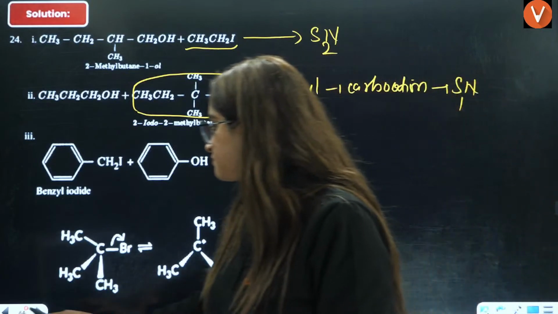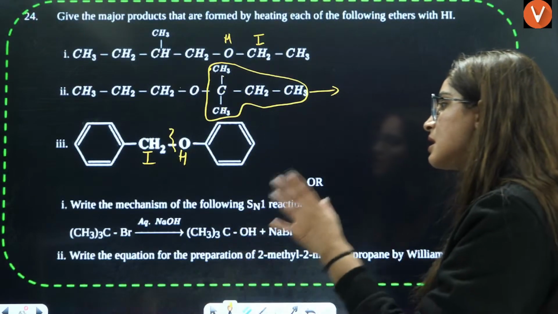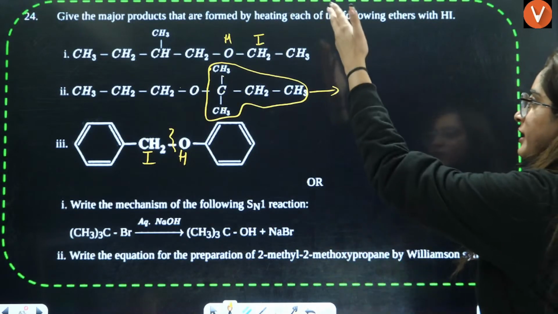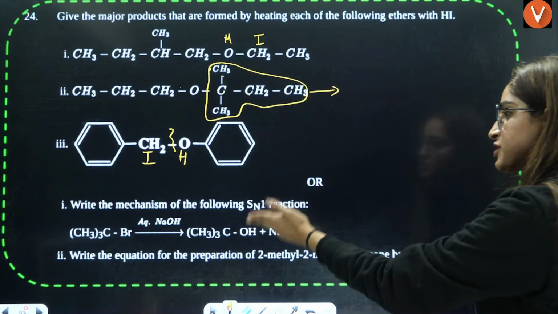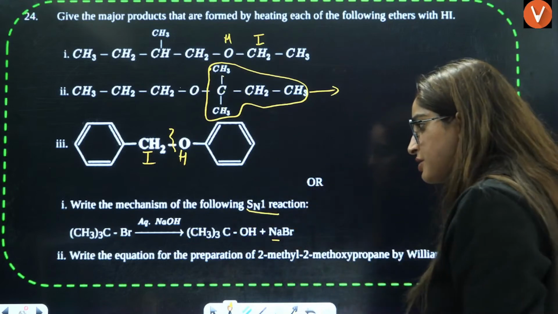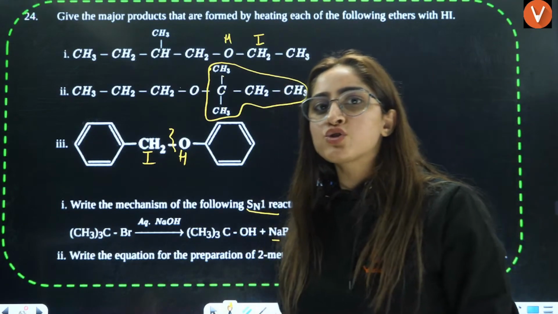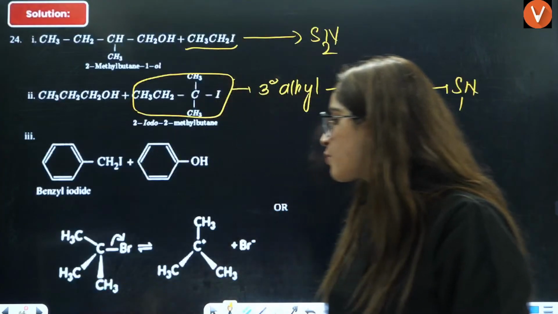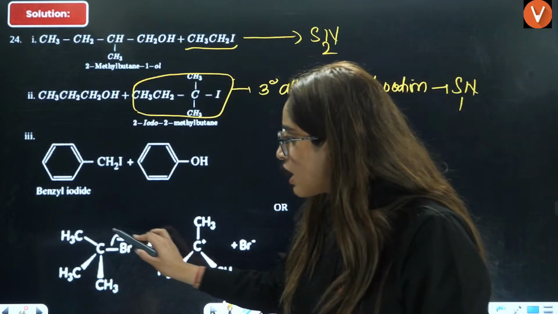Okay, chalo. Next question is, write the mechanism. Now, they are saying either do this reaction or do this. Write the mechanism of the following SN1 reaction. SN1 reaction means two-step. Two-step means carbocation formation. So, what will you have?